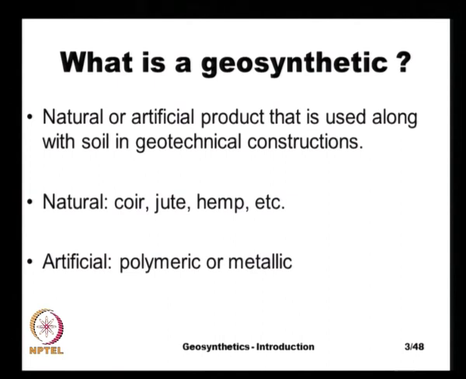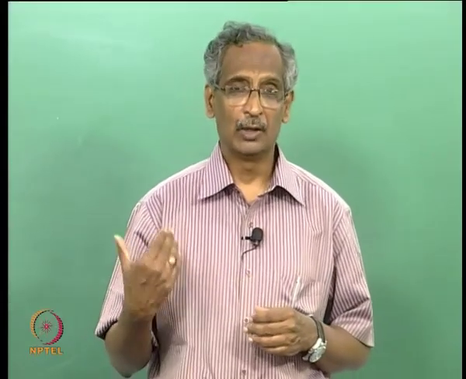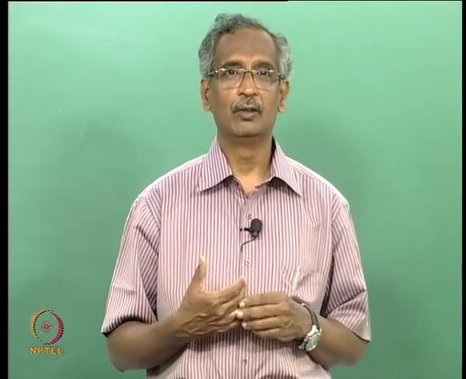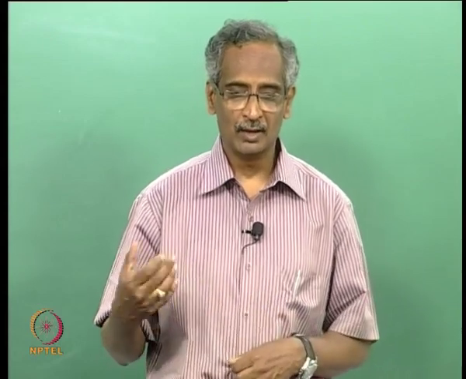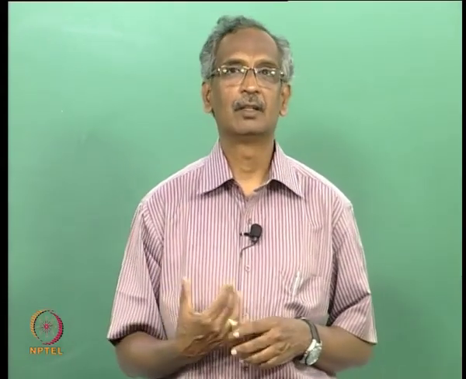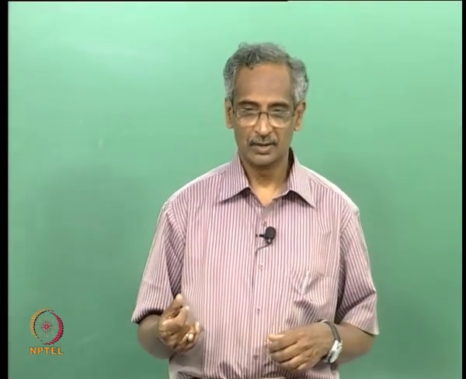So let us first see what is a geosynthetic. This product could be either a natural product or an artificial product that is used along with soil in geotechnical constructions, and some of the natural materials are coir, jute, hemp, and other similar products. Especially India is very strong in producing jute products and coir products, and both of these are employed extensively in several parts of India, especially for erosion control applications and for low volume road reinforcement and so on. And then the artificial manufactured geosynthetics are the polymeric or metallic type.